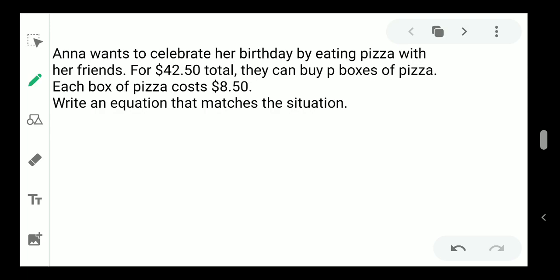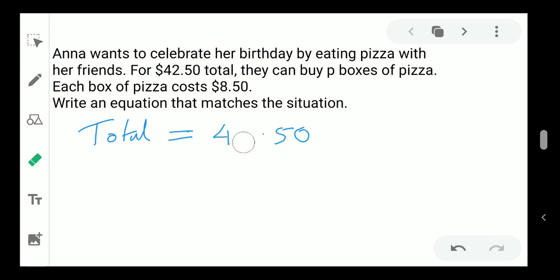Anna wants to celebrate her birthday by eating pizza with her friends for $42.50 total. So my total is $42.50. Okay, sorry, today I'm having a little bit of a problem with my stylus. So my total is this much.